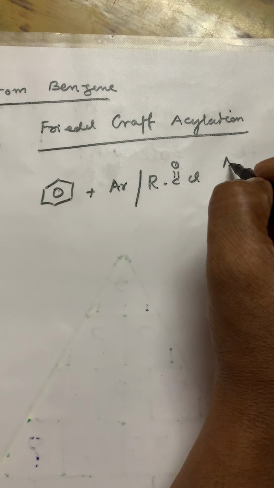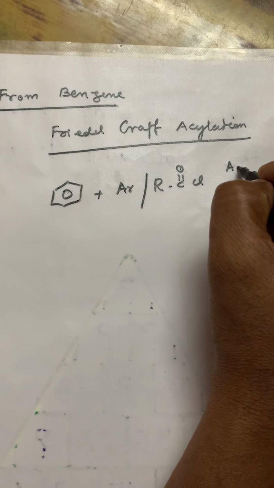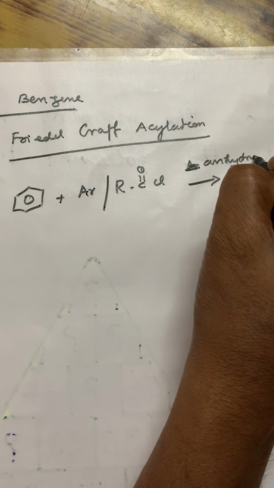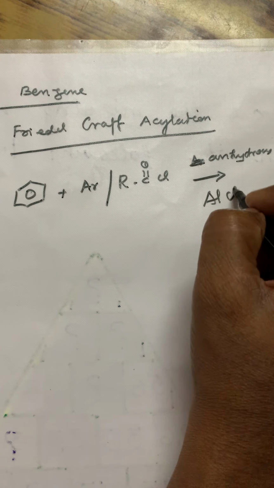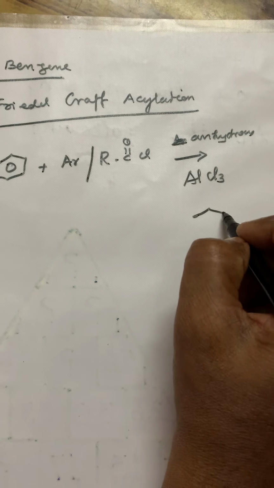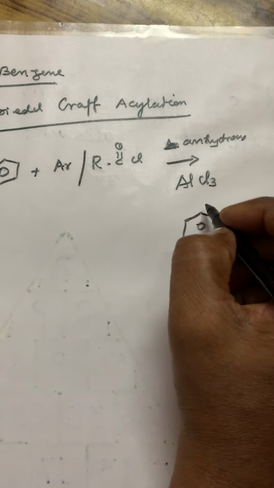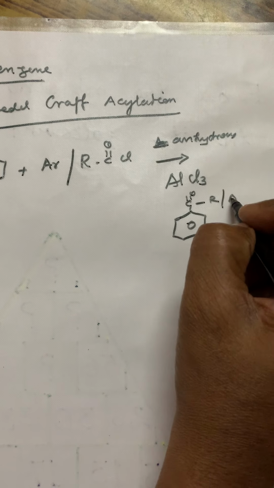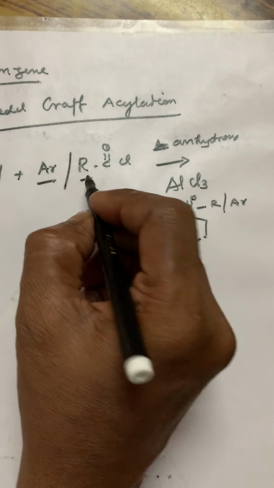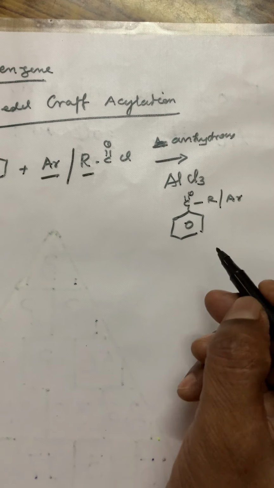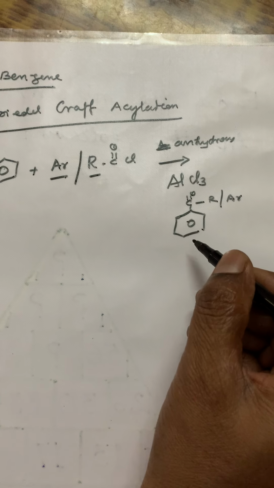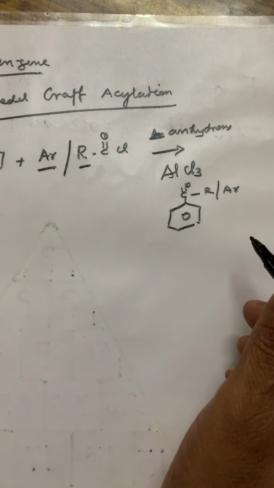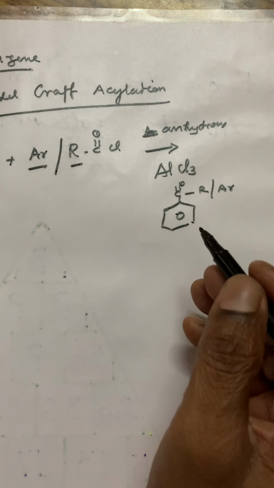in the presence of anhydrous aluminum chloride, it gives COR or COAr. This is an aryl group, this is an alkyl group. So we get acetophenone or benzophenone. This is easy. They used to ask this in conversions.